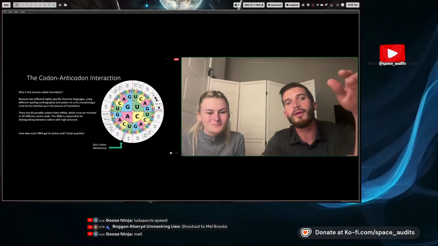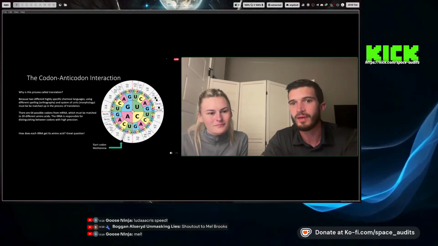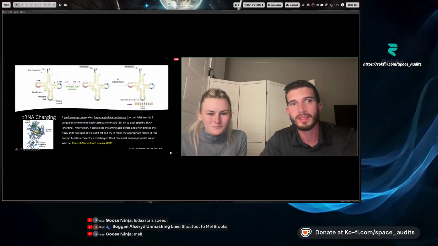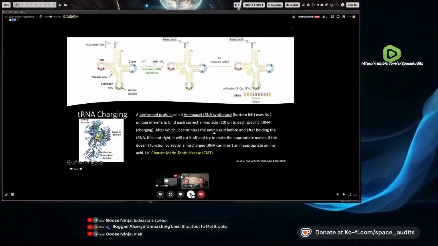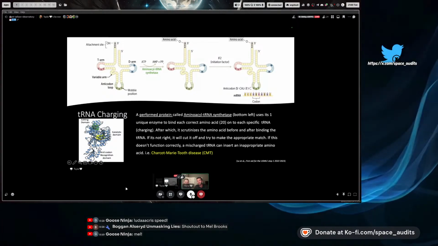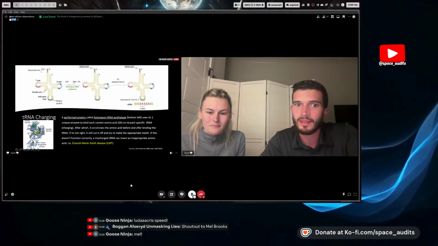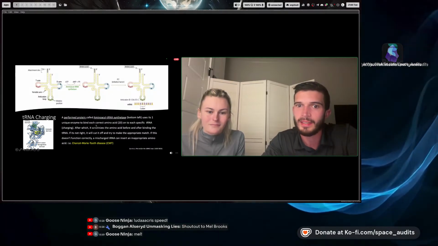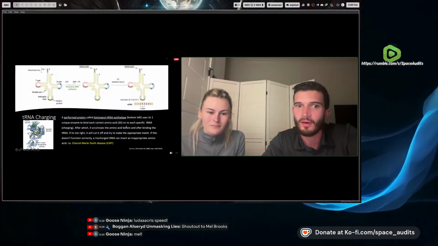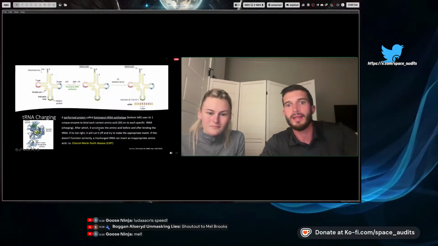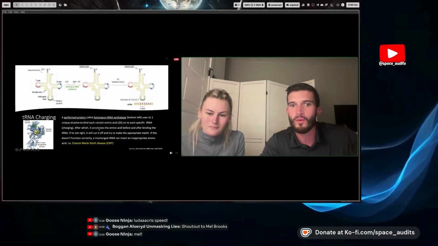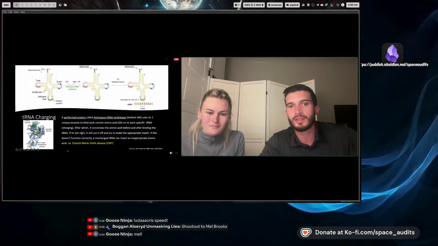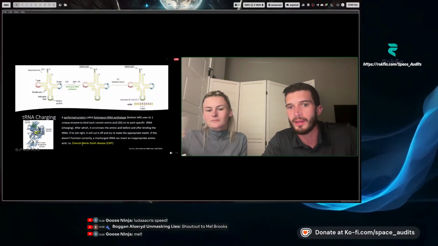It's really great. So we talked about this transfer RNA. How does it get that specific amino acid? Well, this other process called tRNA charging. This is a really important process here, and it's done by this preformed protein, right? This protein has to be there, aminoacyl tRNA synthetase, and there's 20 unique ones, right? It uses its one unique enzyme to bind each correct amino acid onto each specific tRNA, called charging, after which it scrutinizes or judges the amino acid before and after the binding. And if it's not right, it'll cut it off and try to match the correct one. If this doesn't work correctly, you can have a disease like Charcot-Marie-Tooth disease.